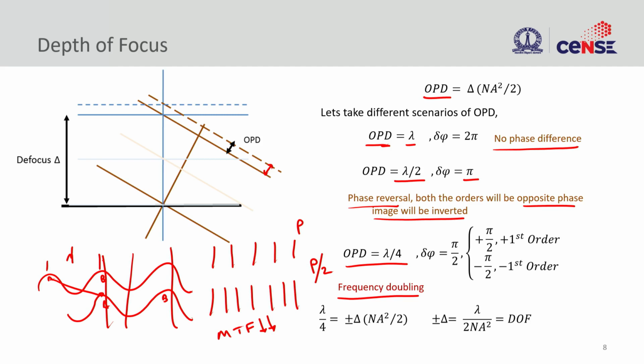Okay, so just to conclude, your depth of focus is a function of NA and your wavelength. If you increase your NA, your depth of focus is going to reduce. So one should be careful when choosing NA. We should not be ambitious to increase NA, as that will result in very poor depth of focus and image quality.